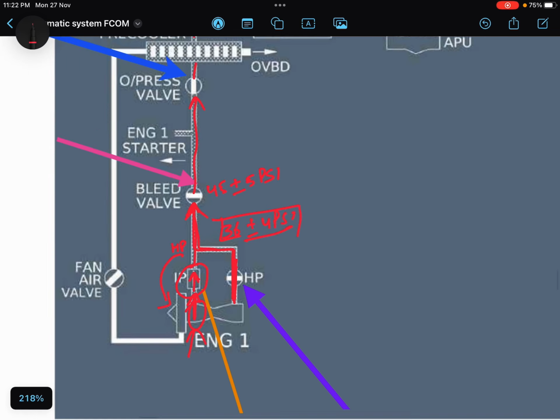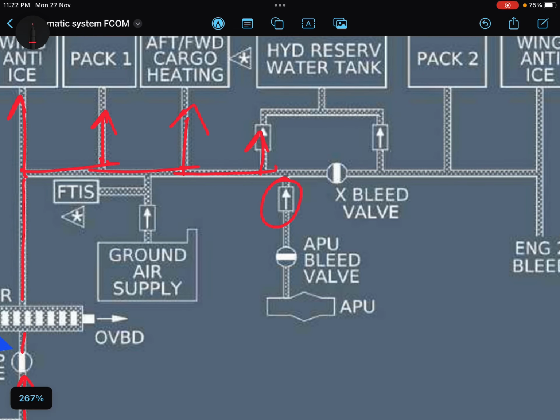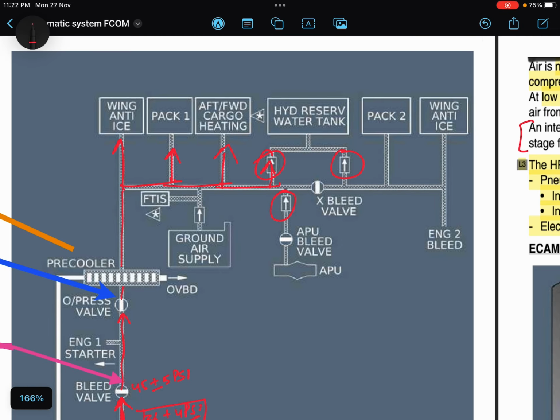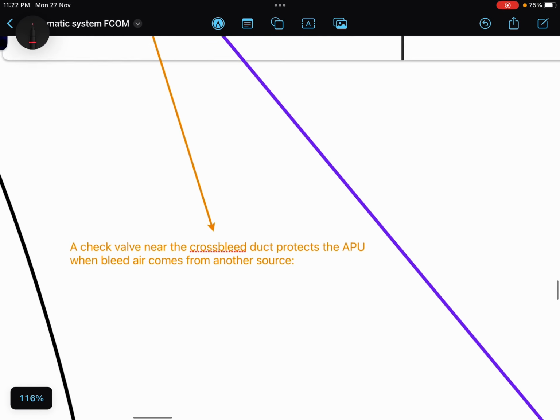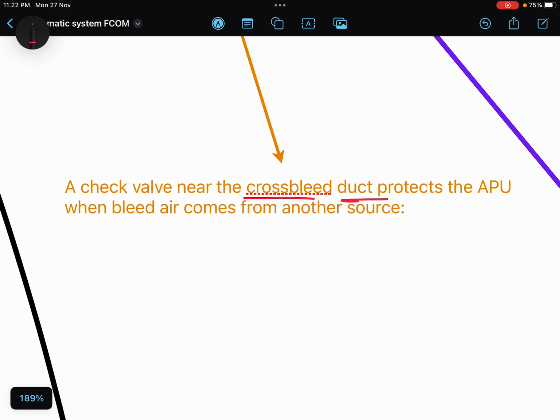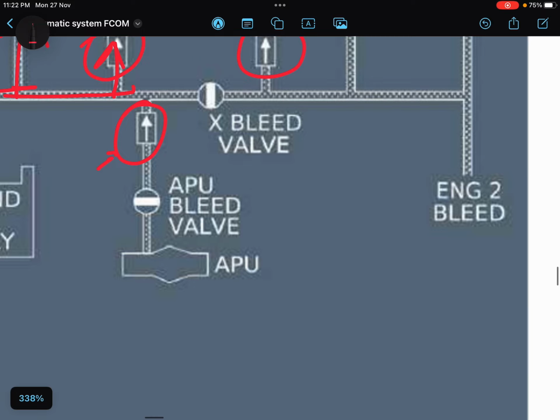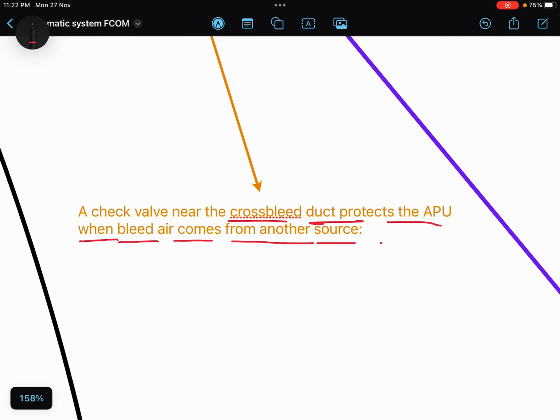And this check valve is used at so many places. You can see over here, right here. So you will find some questions also on this check valve. This question is like, a check valve near the cross bleed duct protects the APU when bleed air comes from the other sources. They are talking about this check valve. So this check valve near the APU bleed valve prevents and protects the APU when bleed air comes from the engines, right? Or the HP ground source.